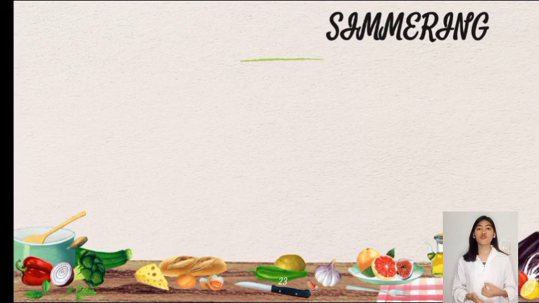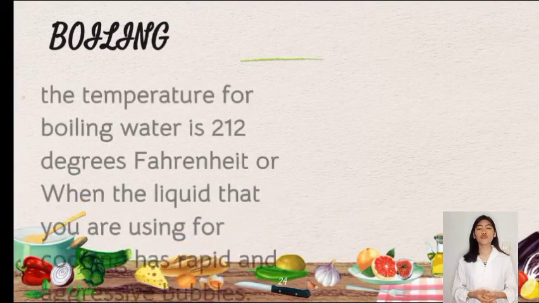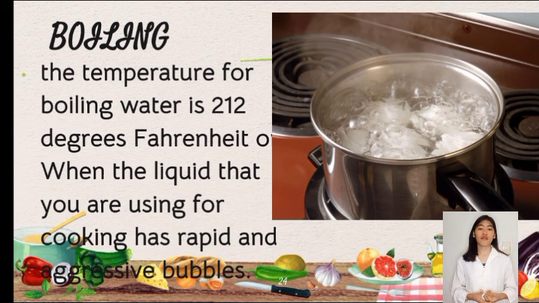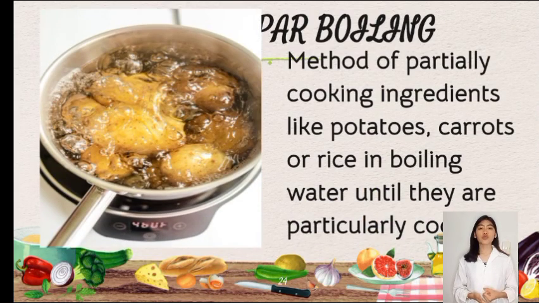While simmering involves bringing a liquid to just below boiling point while being heated to cook food. The temperature for simmering is around 185 degrees to 205 degrees Fahrenheit. So mas taas ang temperature sa simmering kaysa poaching. And after simmering, we have boiling. The temperature for boiling water is 212 degrees Fahrenheit, or when the liquid that you are using for cooking has rapid and aggressive bubbles. While parboiling is a method of partially cooking ingredients like potatoes, carrots, or rice in boiling water until they are partially cooked.